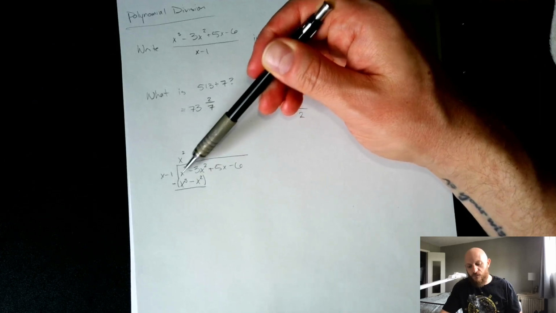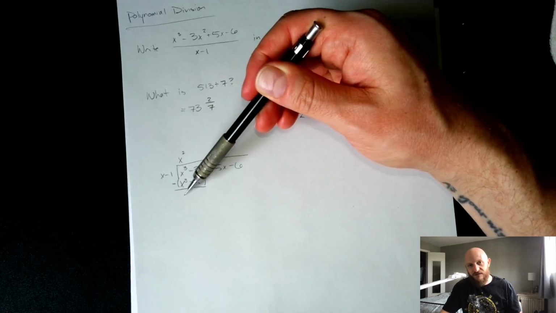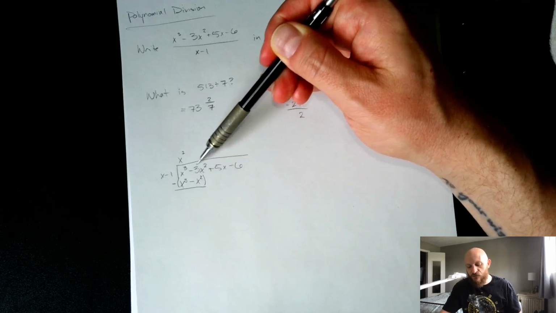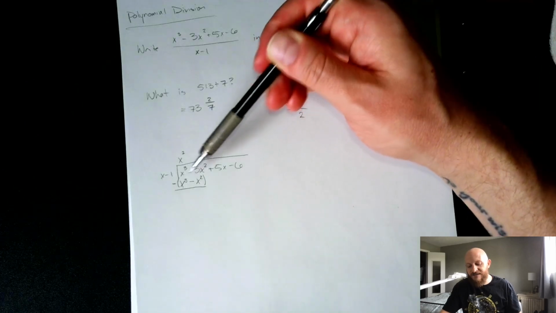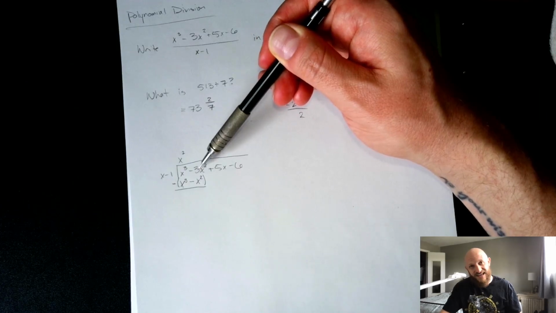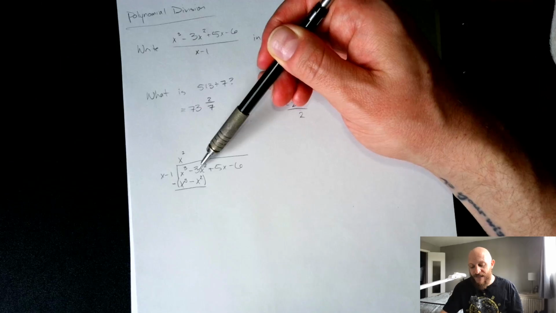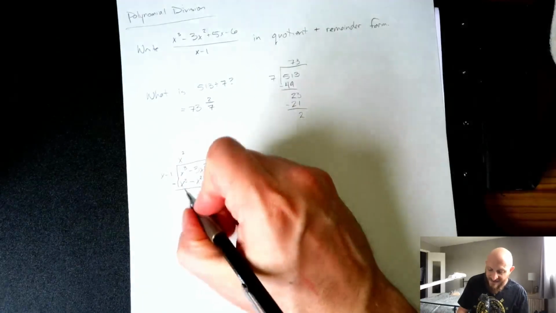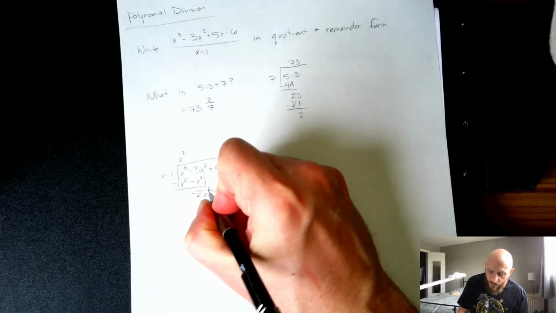So x cubed minus x cubed is 0. Good, that's what we wanted. Over here, negative 3x squared minus negative x squared. Well, negative 3x squared minus negative x squared is the same as negative 3x squared plus x squared. So this becomes negative 2x squared.